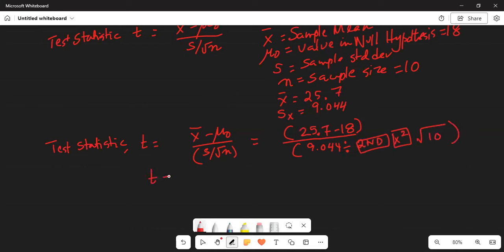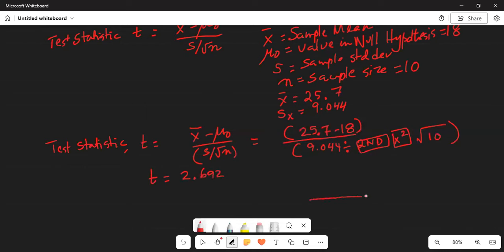So let's calculate the test statistic. Again, left parenthesis, 25.7 minus 18, right parenthesis, divided by, again, left parenthesis, 9.044 divided by second button and then x square gives me the square root, 10 under the square root, then right parenthesis and hit enter. The test statistic comes out as 2.692.